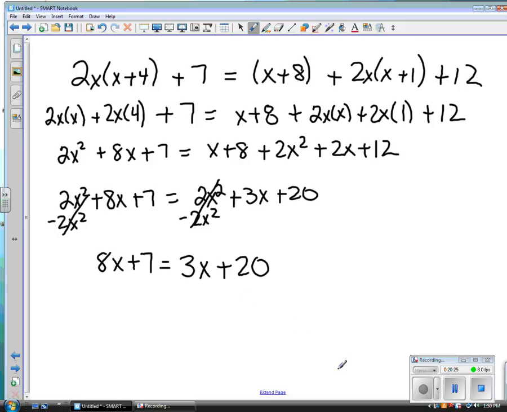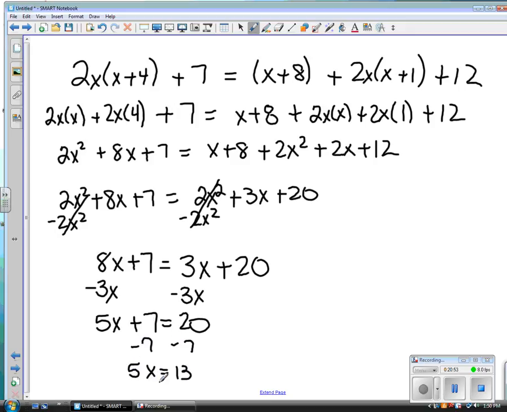Now, we've already solved these equations with variables on both sides. So what am I going to do? I've got to get my variables together. So we're going to move this one from the right to the left. So I'm going to subtract 3x, which leaves me 5x plus 7 equals 20. Now what am I going to do? Subtract 7. That gives me 5x equals 13.